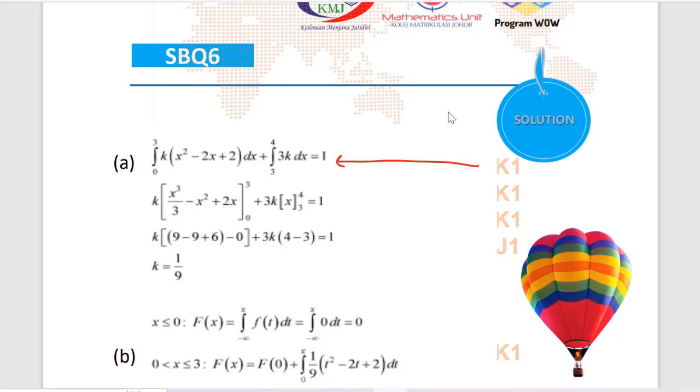So, constant K can be taken out and integrate, we get x cube over 3 minus x square plus 2x. And then plus 3K, take the constant out, integrate 1 to get x. So, this one we can get K1. And then the next step is you have to substitute the value. So, substitute the value to get K1. And then finally the answer is K equals to 1/9.